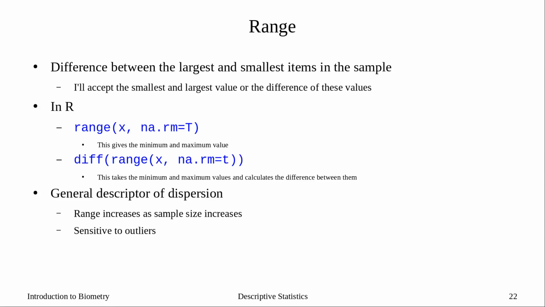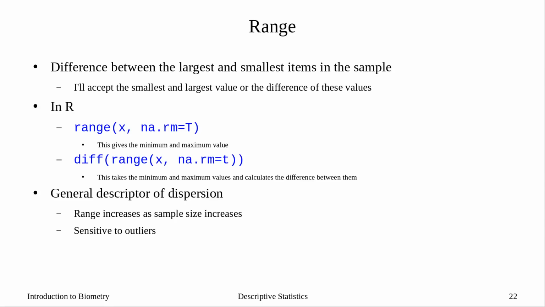When you report the range, I will either take that one number difference, or I'll take the largest and smallest value to represent the range. So I'm not going to show you how to do it by hand because it's just simply the largest and the smallest values. But we could do it in R using two different functions, the range and the diff. These functions are good when we're working with a data set that is extremely large.